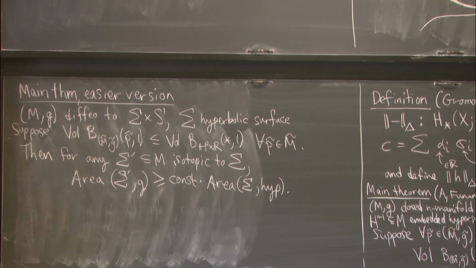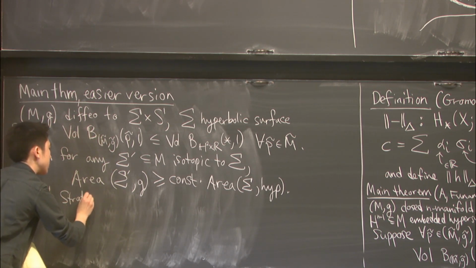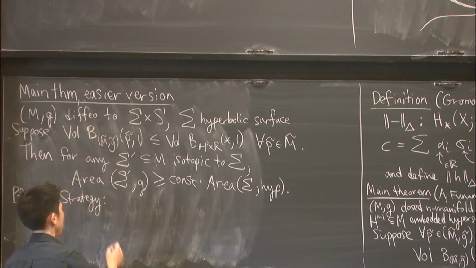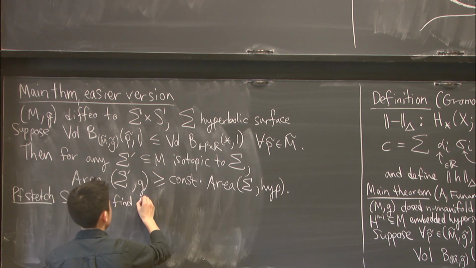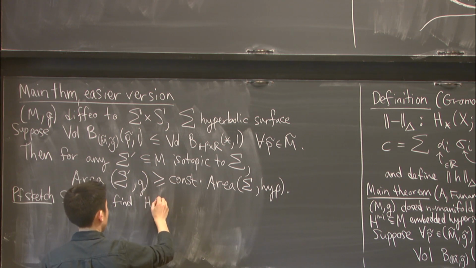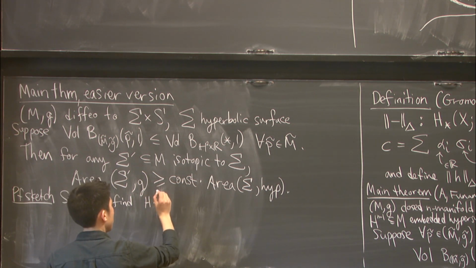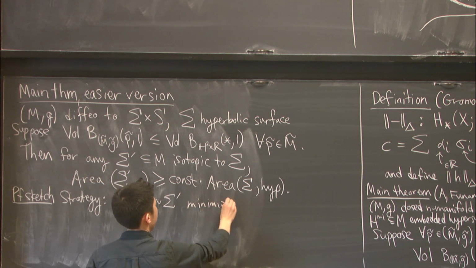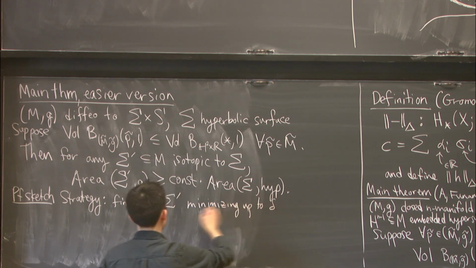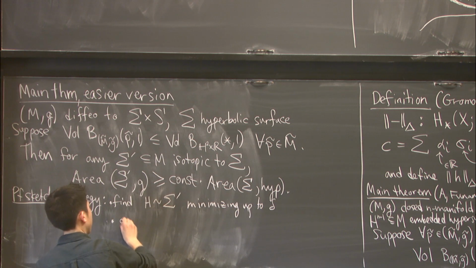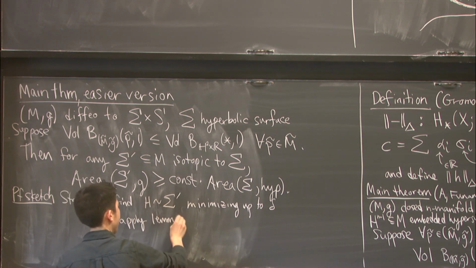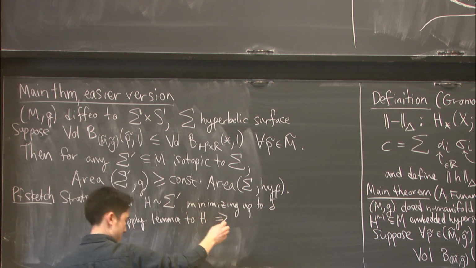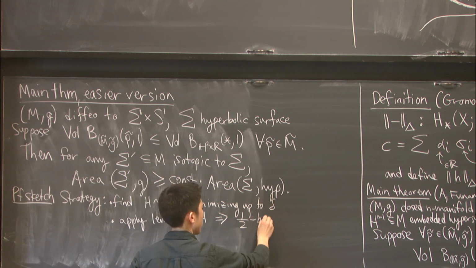Okay, so the proof sketch, which is sort of just an outline, the strategy is to find some surface we can compare sigma prime to, so H that's in the same homology class as sigma prime that's minimizing up to delta. And then we apply the lemma to H to get that the balls of radius 1/2 in H are not big.